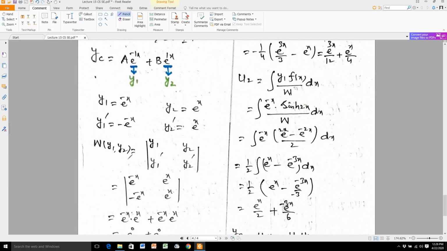Now we want to compute the Wronskian of y1 and y2, which are our required solutions. So the Wronskian is the determinant of y1, y2, y1 prime, y2 prime.